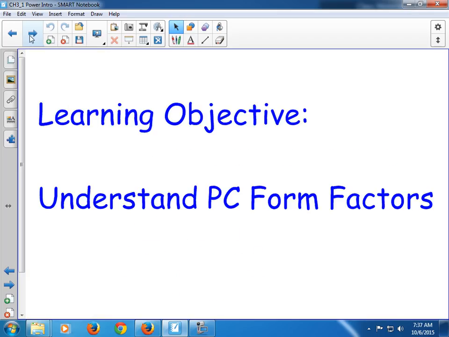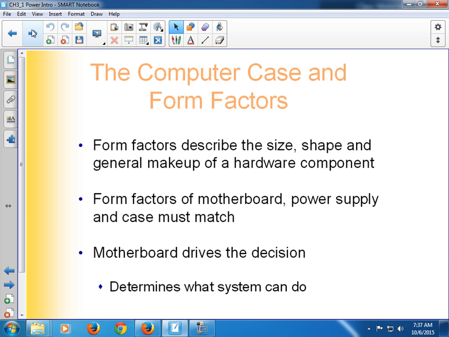So the first thing we want to understand today is PC form factors. Okay. So we've talked about that word. That word has come out before. What a form factor is. Okay. So when we say form factor, it describes the size, shape, and general makeup of a hardware component.